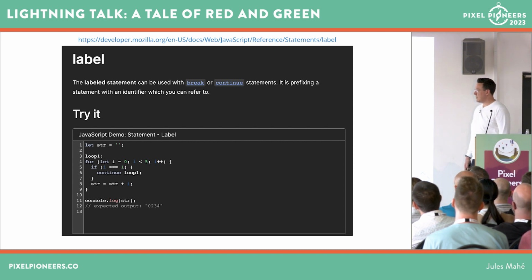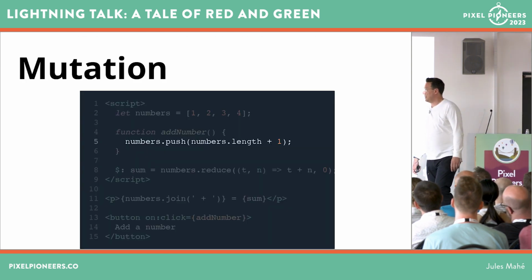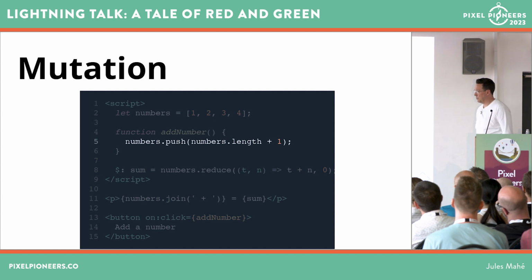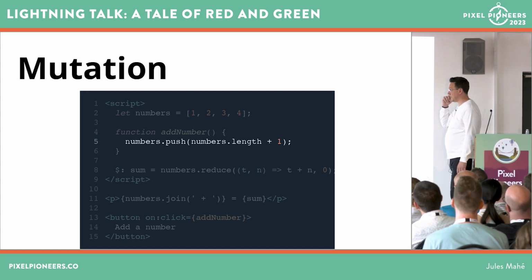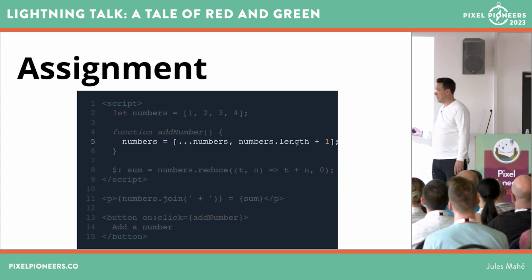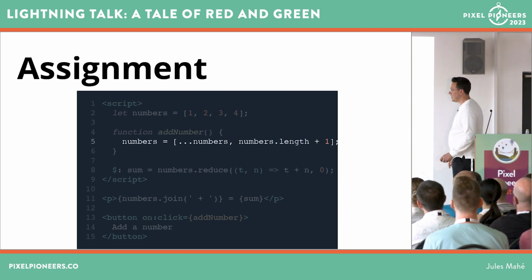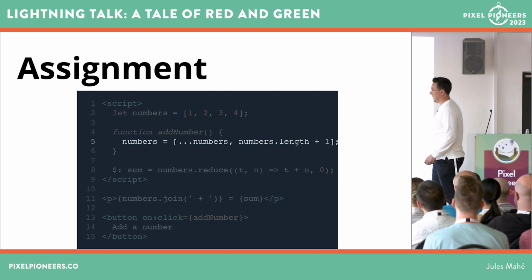So are there any gotchas with this? And there are. You can't use array mutations. So we're not going to push onto our array here. With Svelte, you need to keep in mind that you need to do this sort of thing on assignment. So if you're going to have anything reactive, you just need to keep in mind that you need to assign to that rather than mutate it. And then you'll be all happy days with that.